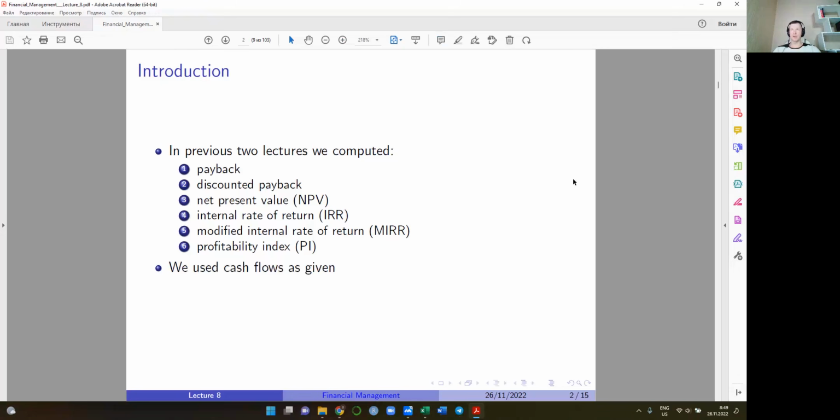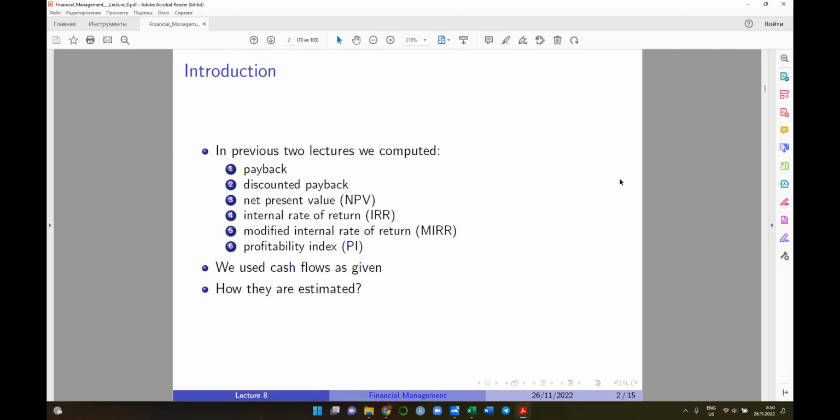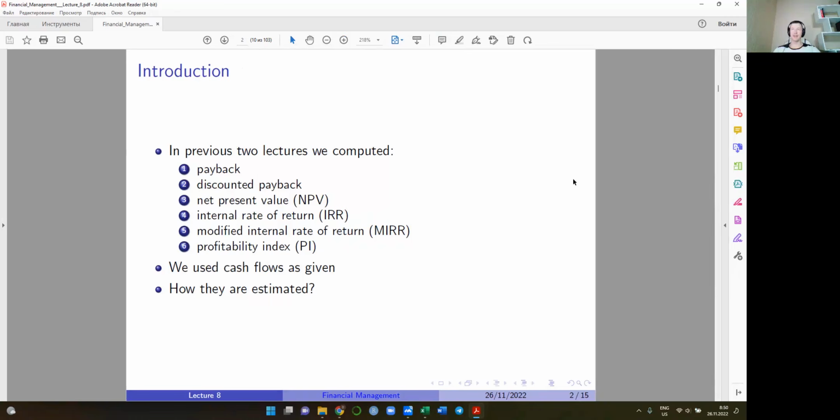So we knew somehow that these cash flows are such that we see in the task. But the important question is how in practice to derive those cash flows. How can we estimate those numbers? What is the initial cost? What is the annual cash flow? That's what we are going to tackle in this lecture.